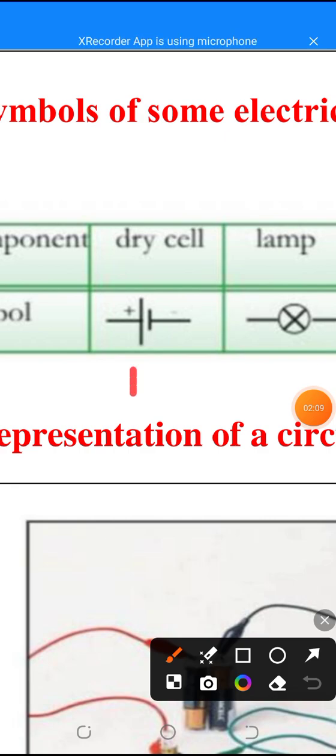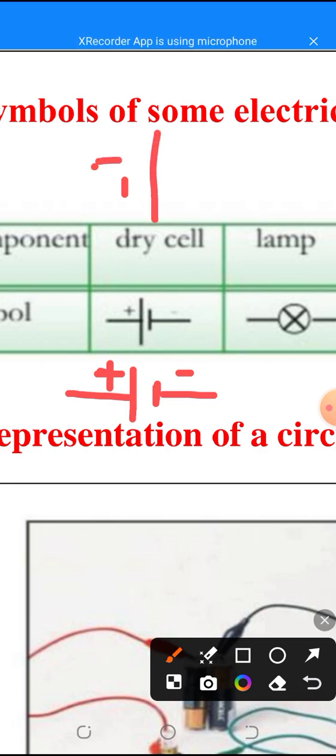We draw a line and it's positive, okay? Another line parallel to it and it's shorter. This is the negative pole and these are the wires. So this is a dry cell. We can rotate it. We can draw it like this way, negative and positive, okay? It doesn't matter.